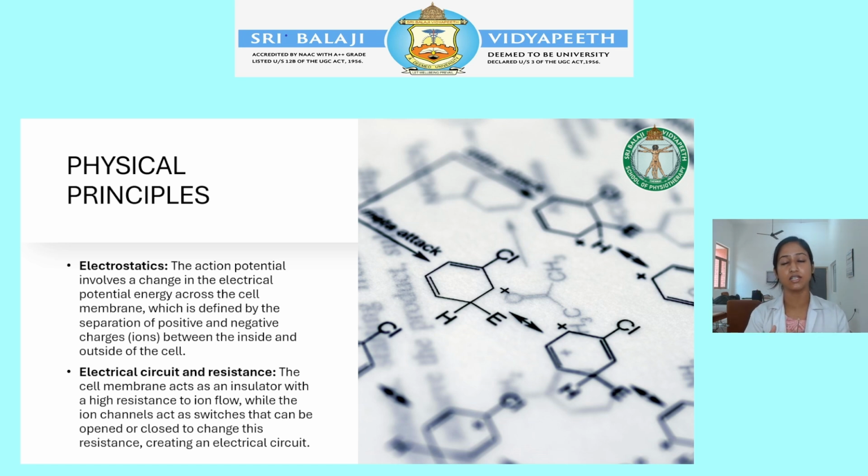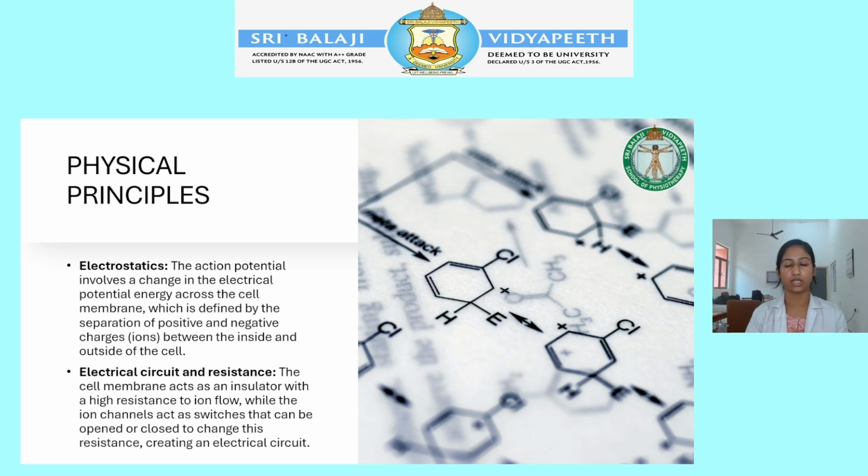Action potential fired means it is going to transmit the impulses along the axons. Once it is fired, there is a spike of voltage, so that it travels along the axons. Then we will move on to the properties of the action potential. The first one is electrostatics.